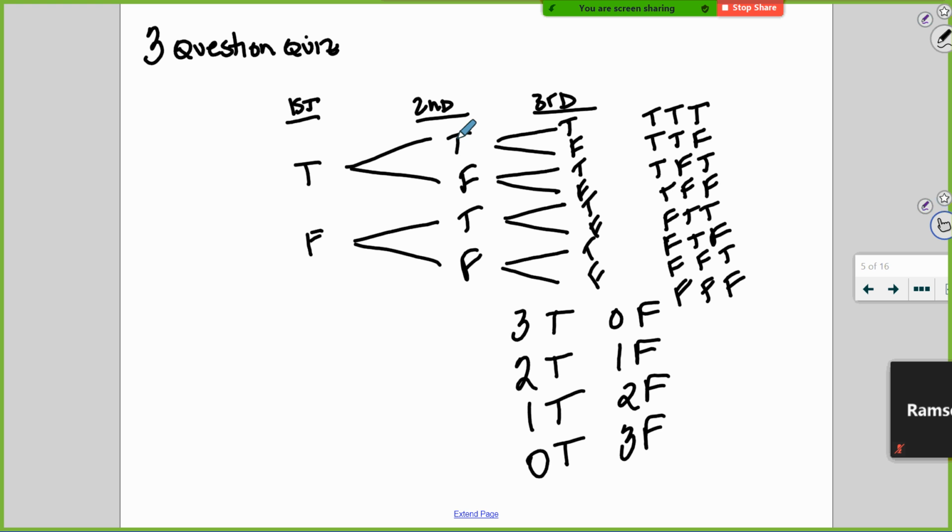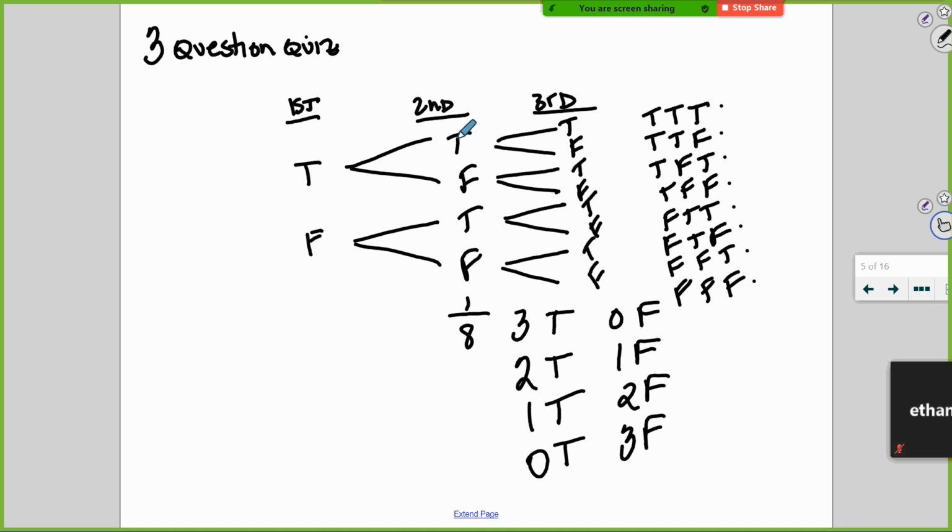Ethan, how many all true? I had 3. 3 with all T's? With like all 3 of them being a T? Oh, no, only 1, sorry. Yeah, only 1 out of 8 of them, right? 1 out of 8 of them, because I got a total of 8, right?